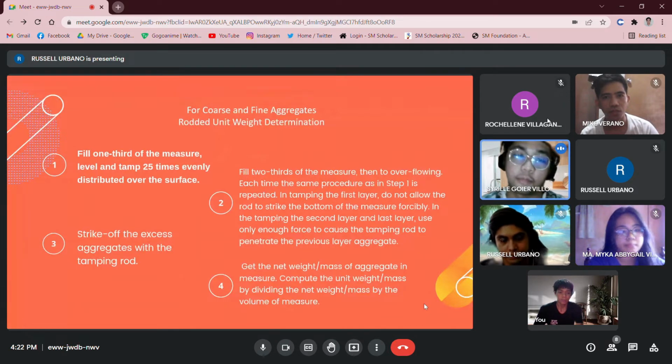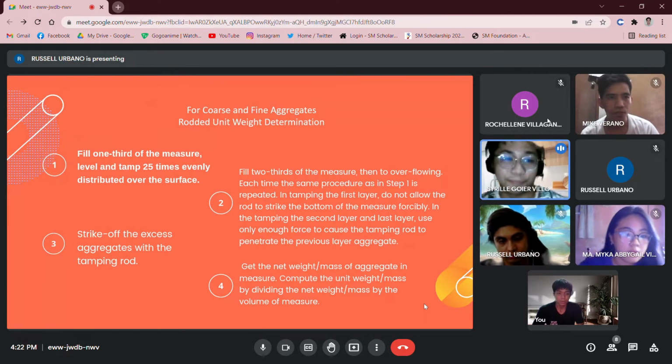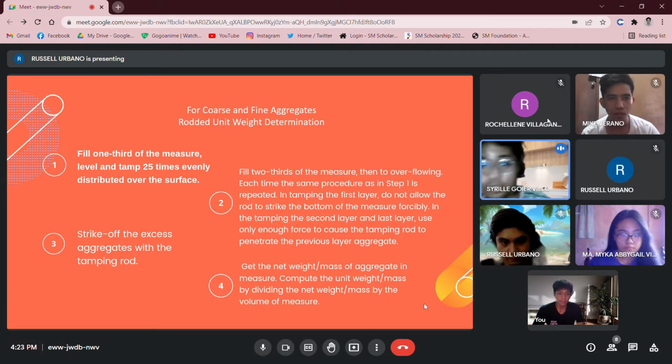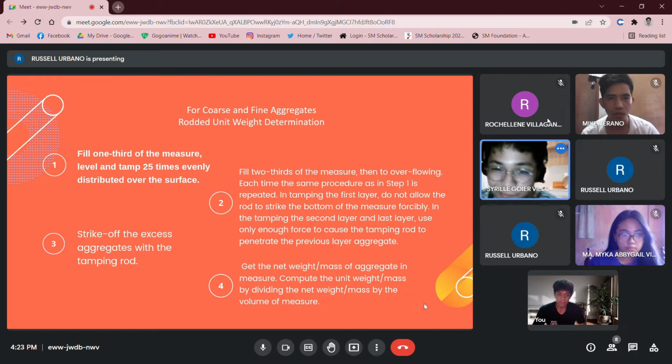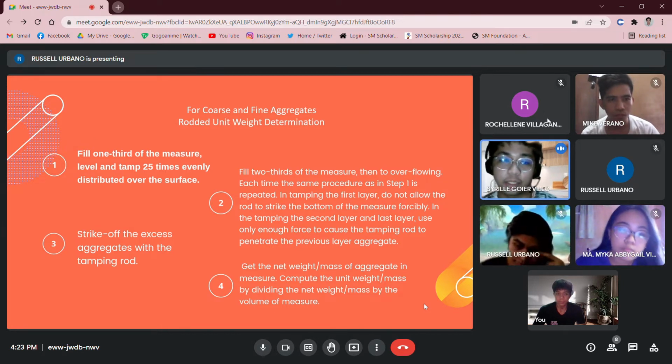For the procedure of coarse and fine aggregates rodded unit weight determination, first, fill one third of the measure, level, and tamp 25 times evenly distributed over the surface. Second, fill two-thirds of the measure, then to overflowing. Each time the same procedure as in step 1 is repeated. In tamping the first layer, do not allow the rod to strike the bottom of the measure forcibly. In tamping the second and last layer, use only enough force to cause the tamping rod to penetrate the previous layer of aggregate. Third, strike off the excess aggregates with the tamping rod.